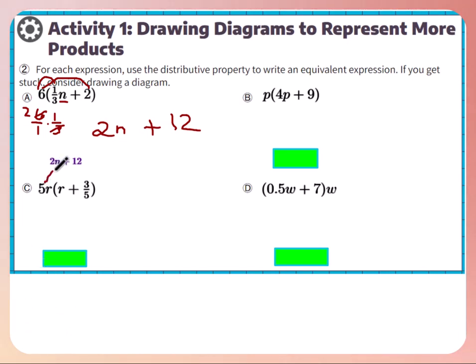When you're distributing multiplication with one term or two binomials, take it slow. Have some kind of method. Go slow, don't go too fast. 5r times r is 5r squared. And then 5, let me write this over here so we can see the multiplication. 5 over 1 times 3 over 5. 5 over 5 is 1, so that's going to cancel, and we're just left with 3. So it should be 5r squared plus 3.